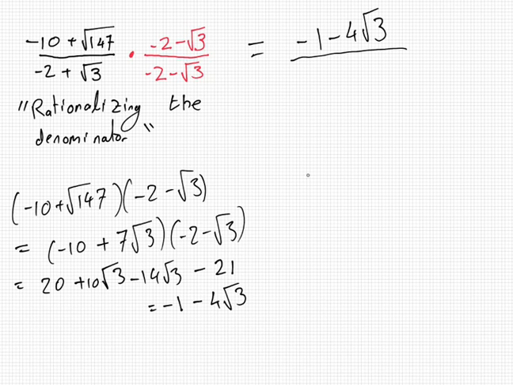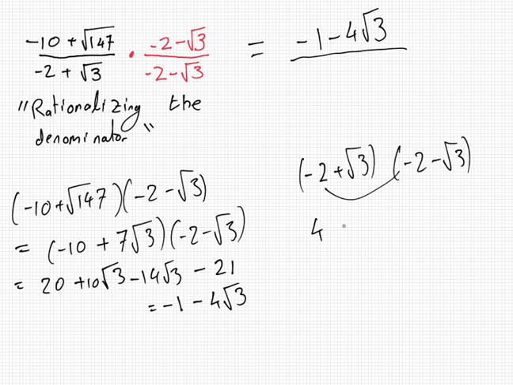Now let's look at the bottom. Minus 2 plus root 3, minus 2 minus root 3. So that will be 4, and then I get minus 2 root 3 plus 2 root 3 minus 3, so that would be 1.